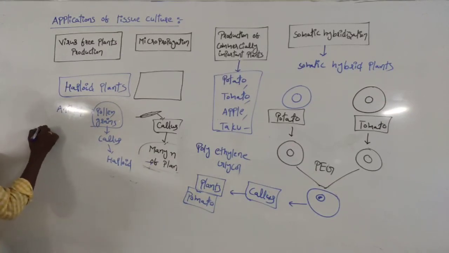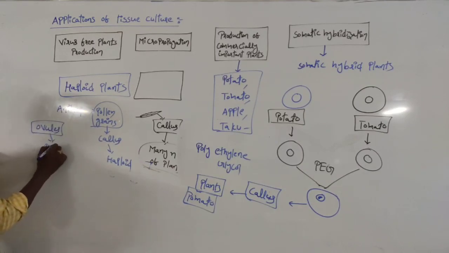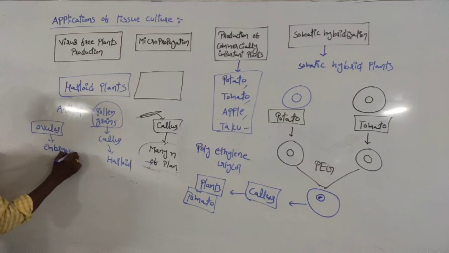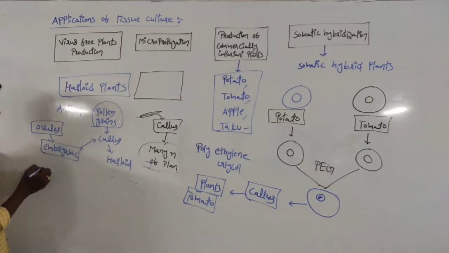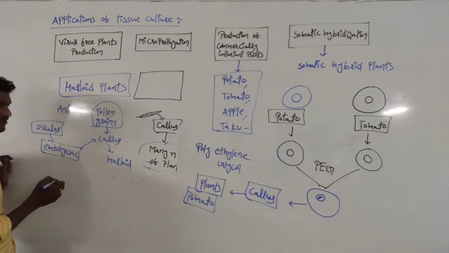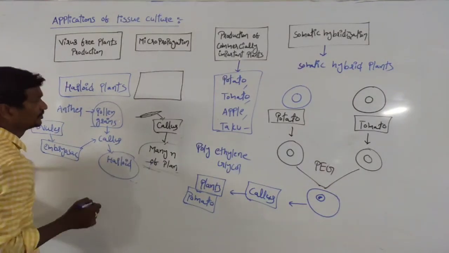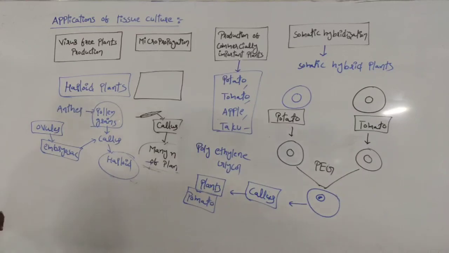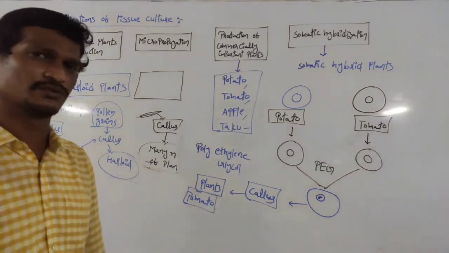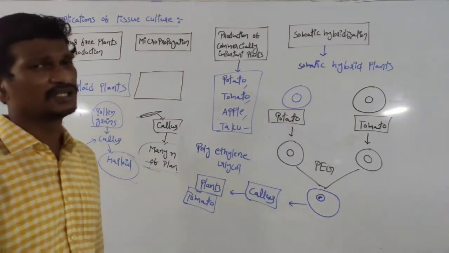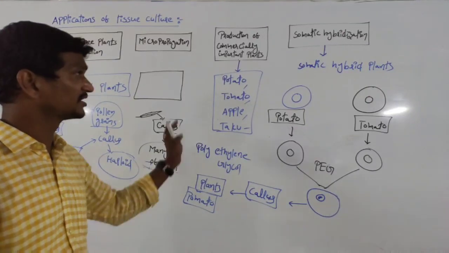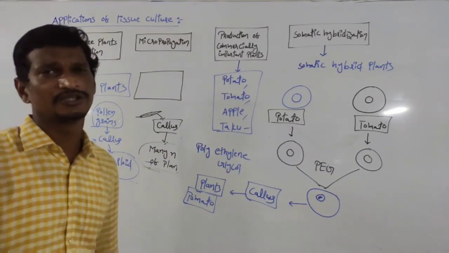The other way, there are ovules. Ovules have an embryo sac. Embryo sac containing cells are subjected to callus production. Haploid plants are produced. So by tissue culture, we can produce haploid plants also. That is about the different applications of tissue culture.